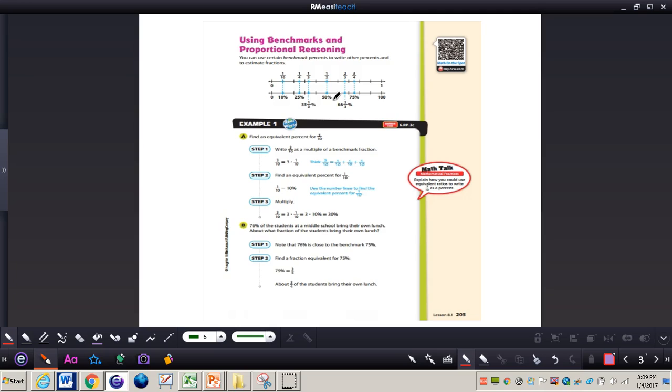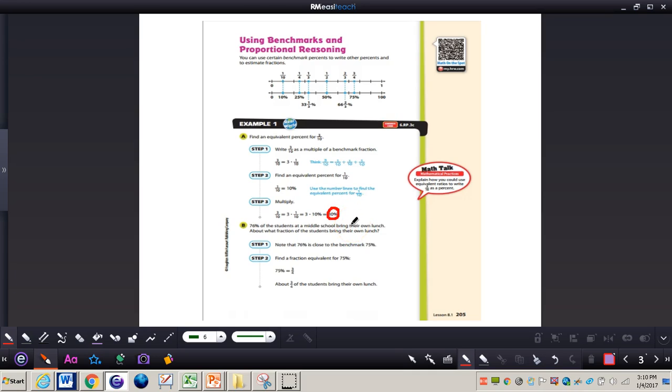So let's take a look at example 1. It says find an equivalent percent for 3/10. So we know that 3/10 equals 3 times 1/10. So in other words, think 3/10 equals 1/10 plus 1/10 plus 1/10. And since we know that 1/10 benchmark percentage equals 10%, we would know that 3 of those 1/10ths would equal 30%.